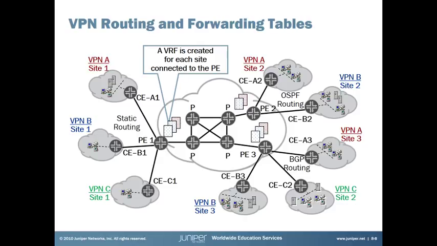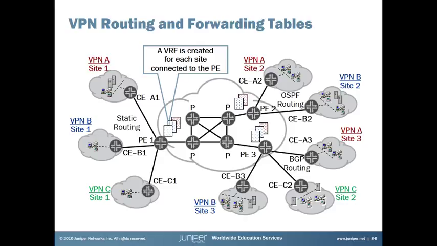Let's say site 2 has got a couple of networks, and site 3 has got another 3. Well, over here on PE1, that VRF is going to have information not only about site 1, but it's going to have the routing information, the network information about what's in site 2 and what's in site 3 as well.